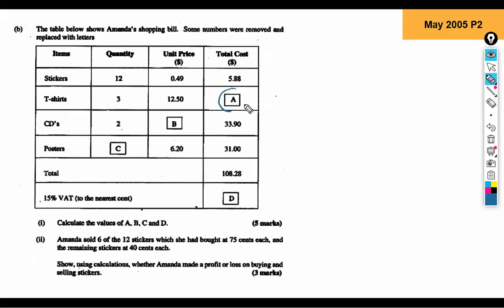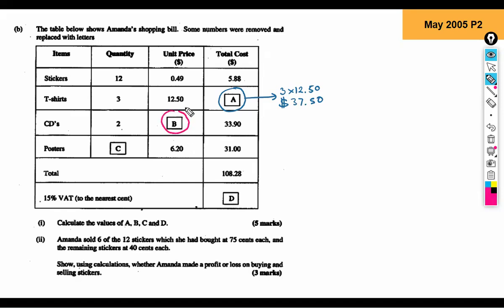To find the value of A, it's obviously going to be 3 multiplied by 12.5, or $12.50. And of course, I'll put the answer underneath. Make it easier. 3 by 12.5 is $37.50. Easy stuff.